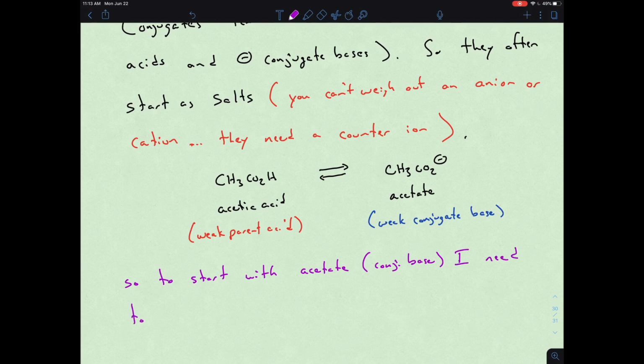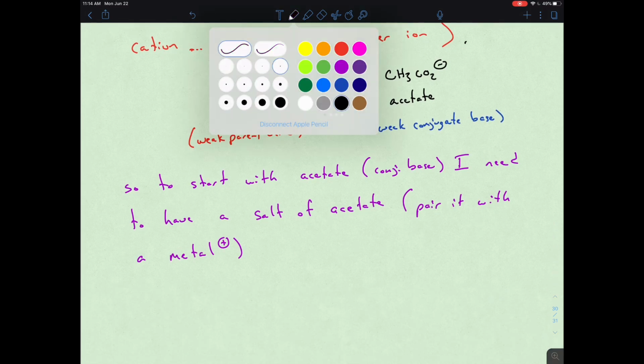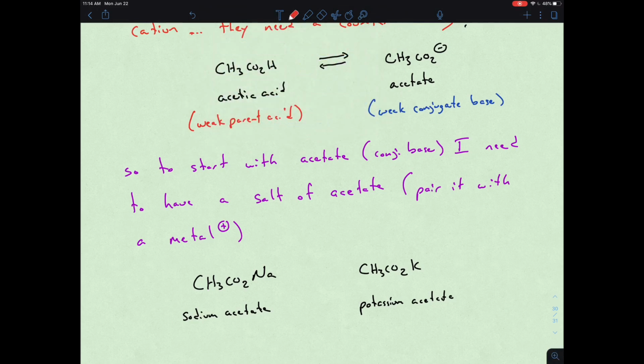I need to have a salt of acetate. That simply means I want to pair it with a metal that is positively charged. So, for instance, we could have sodium acetate, or potassium acetate, where in terms of charge, our sodium is +1, so is our potassium. And so that means our acetate has that -1 charge on it.